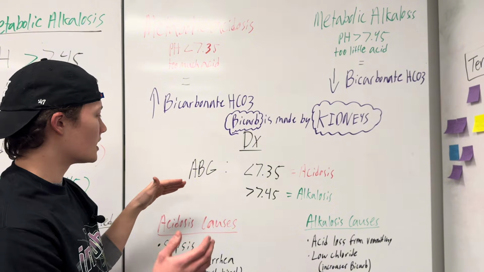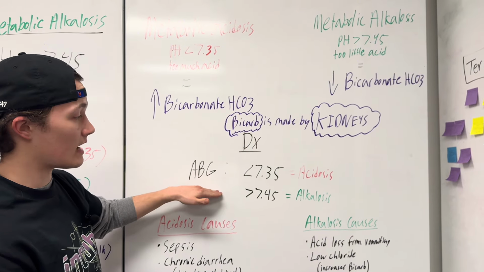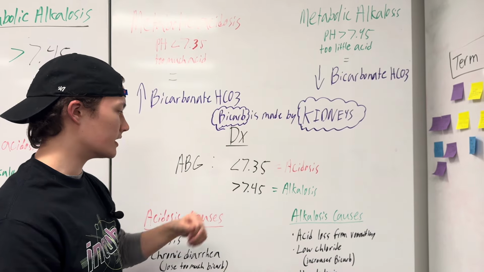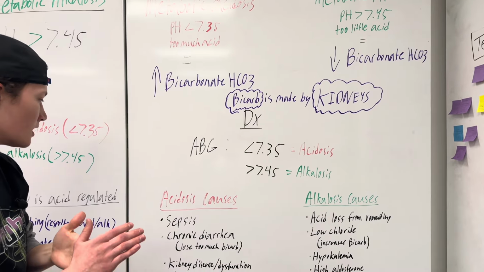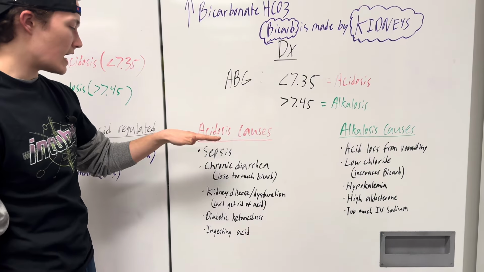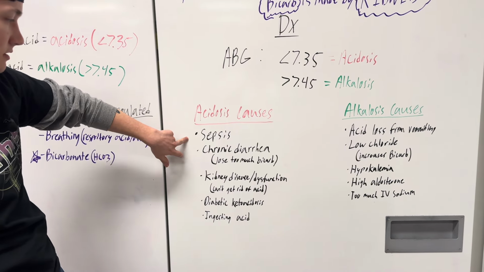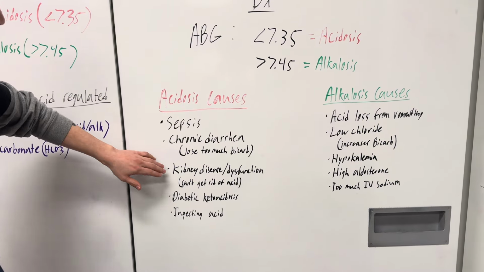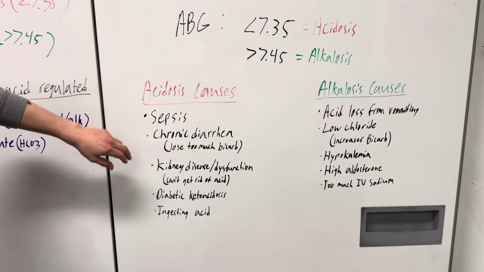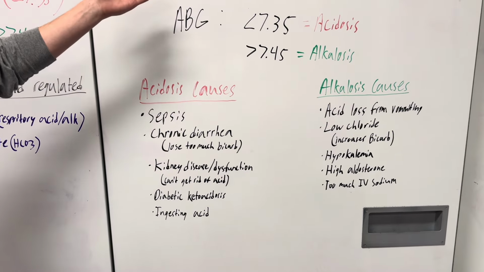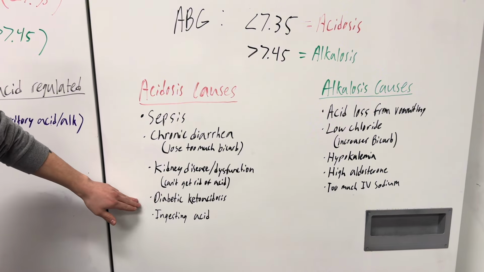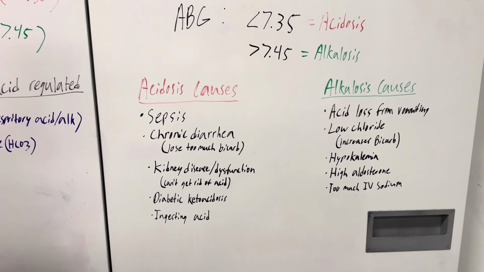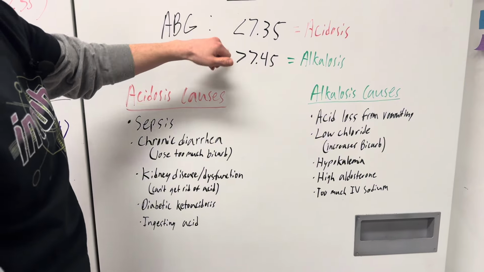So how's this diagnosed? You're going to look at the chart and you're going to see the ABG counts. If your ABG count is below the 7.35, we have the acidosis, and above 7.45, the alkalosis. What's going to cause either of these things? Acidosis could be caused by sepsis, or by chronic diarrhea, because if you think about it, you're losing too much bicarbonate. Kidney disease, that's why the kidneys are so important. We can't get rid of the acid because we don't have the bicarbonate made anymore. Diabetic ketoacidosis, it's in the name, acid there. And then ingesting acid and such as well. Too much acid is going to cause that level to be too low.